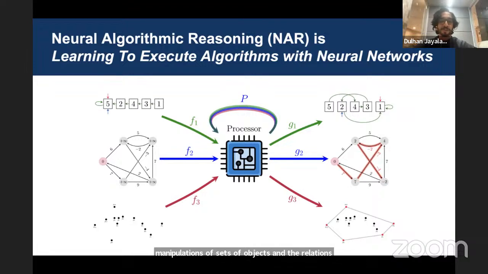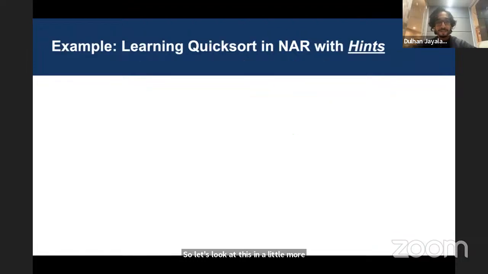For example, in the topmost case, we're looking at a list, and we're treating this list as a chain, where each element is a node, and their ordering is defined by the directed edges that connect them in green. Once we've applied the processor network and we do the decoding, the edge ordering has changed to get a sorted list. So let's look at this in a little more detail, and at how we can apply the processor and learn to mimic an algorithm, using the example of quicksort.